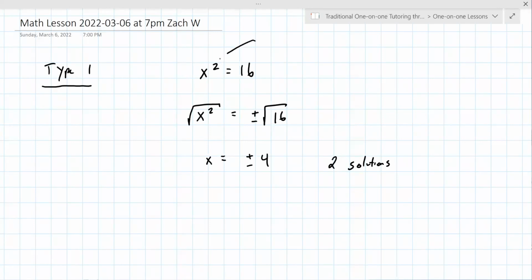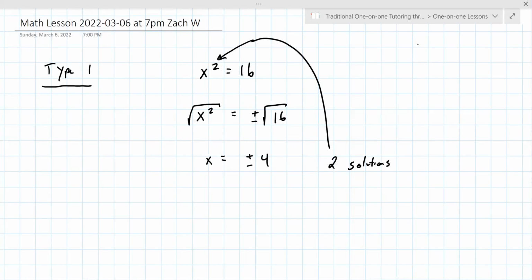So when you see this 2 up here, that is what it means. There are two solutions. Okay, let that sink in. We're going to do a lot of problems where there's a 2. There are always two solutions.